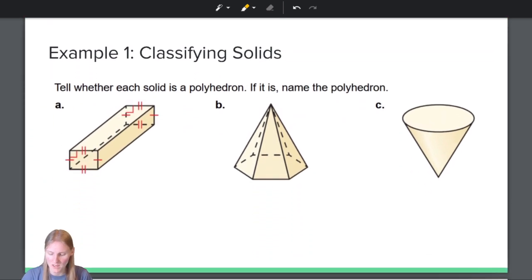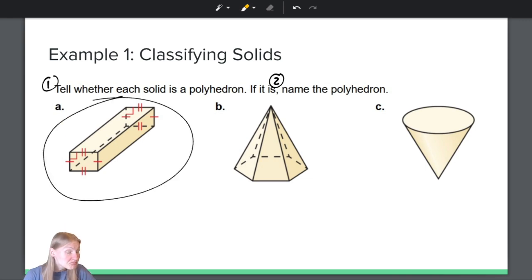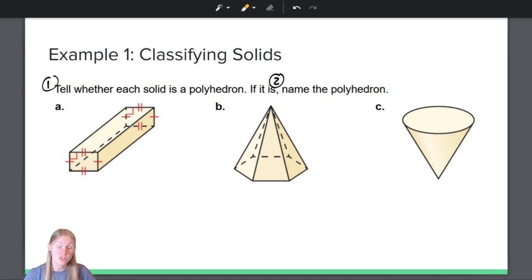Here we are in example 1, classifying solids. First, we are going to tell whether each solid is a polyhedron. And second, if it is, we are going to name the polyhedron. So first, let's look at A, the picture in part A. Is this a polyhedron? What did it mean to be a polyhedron? No curves, only polygons for our faces. Does this have any curves? No, it does not. So yes, it is a polyhedron.